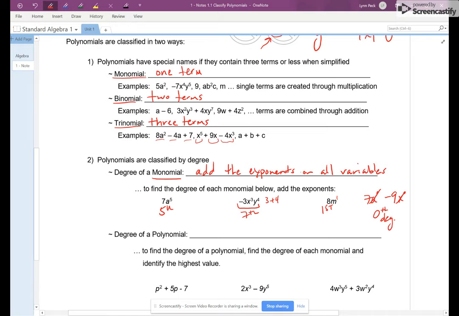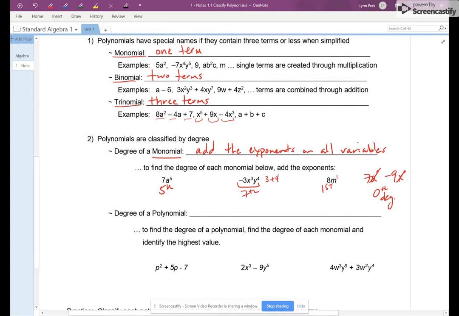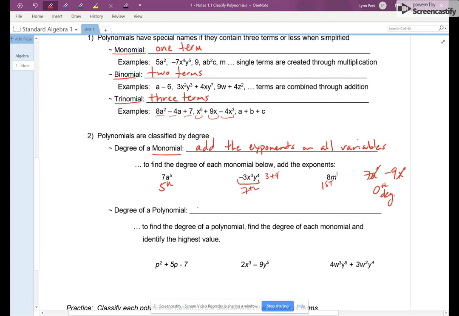Once we start stringing these monomials together, as a group, they will still only have 1 degree. You have to find the highest degree of individual monomials, and that is the degree of your polynomial. So the degree of a polynomial is the highest degree of each monomial.